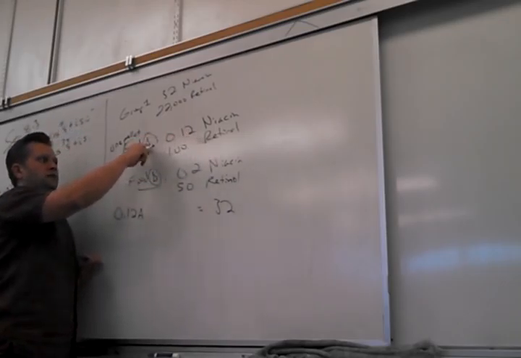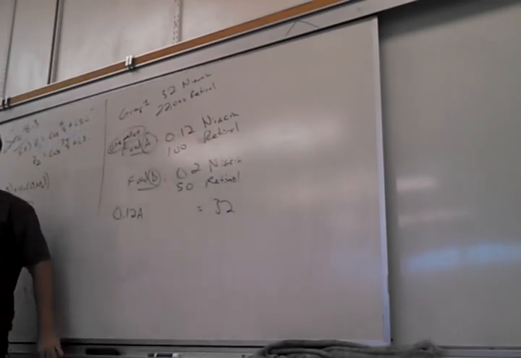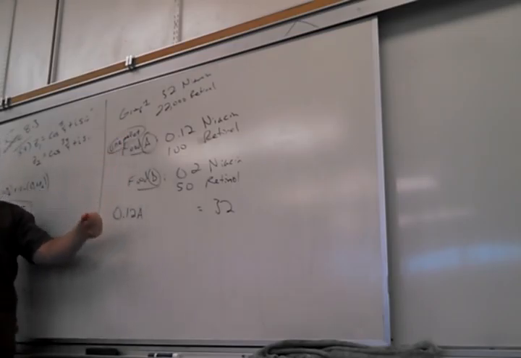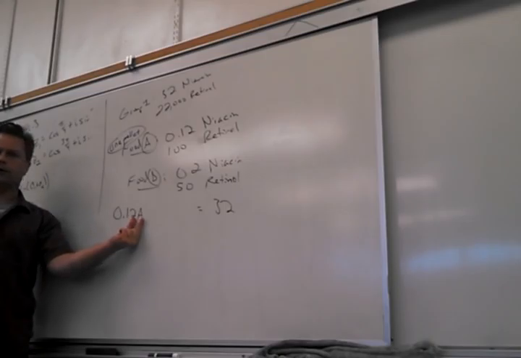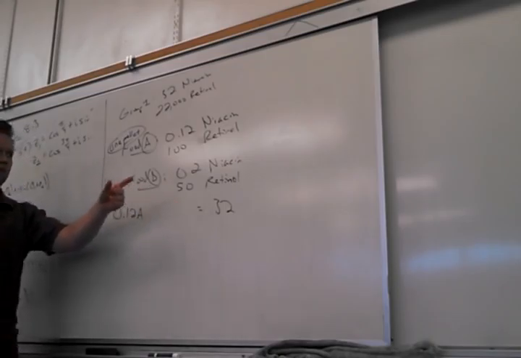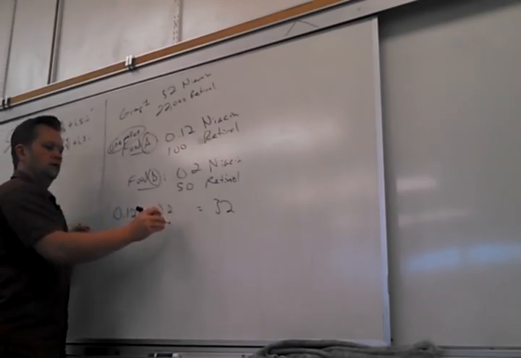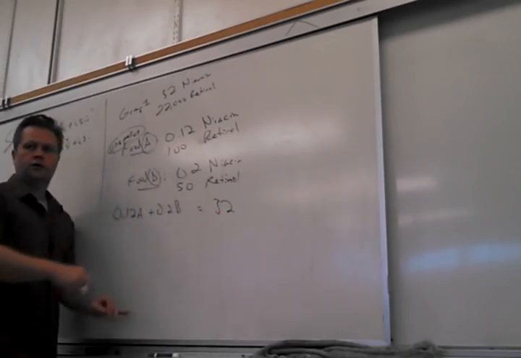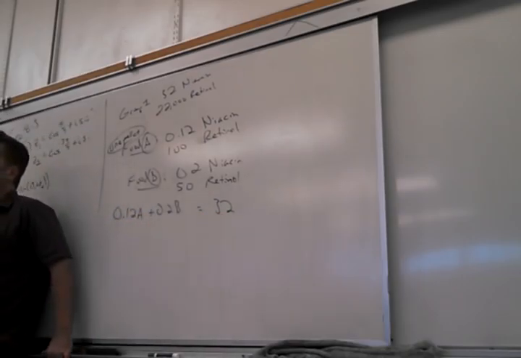So if they're supposed to get 32 units total, from food A they get 0.12. So 0.12 times A, because they're not going to just eat one pellet, they're going to eat several, right? So the unknown is how many pellets of each. So 0.12 times the number of pellets of A, plus 0.2 times the number of pellets of B has to give them 32 units of niacin. And now you set up another equation that deals with retinol.